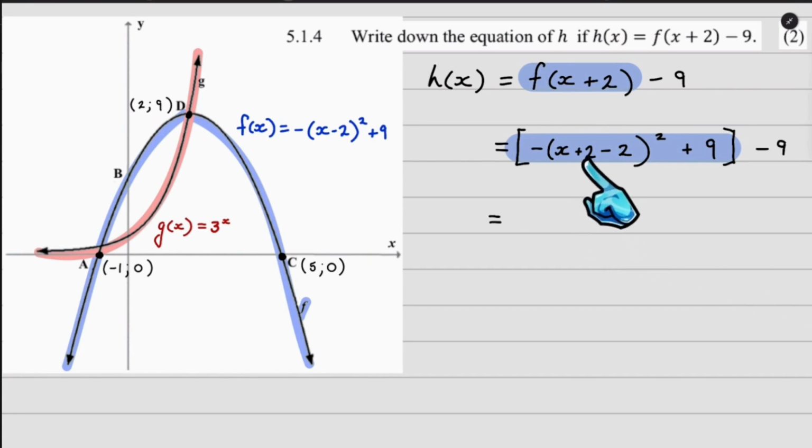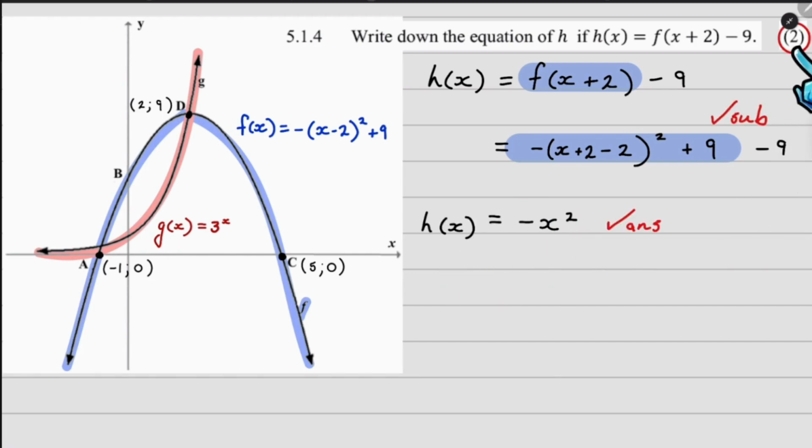Okay, so plus 2 minus 2, they actually cancel each other out. So I'm just left with a minus x squared over there. There's not even a use for these square brackets, so I'm going to get rid of them. I only had them there to illustrate what was being changed. And then on the outside, plus 9 minus 9, they cancel each other out. So here's h of x.